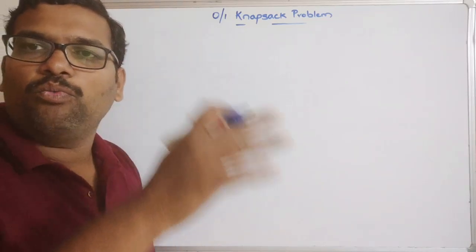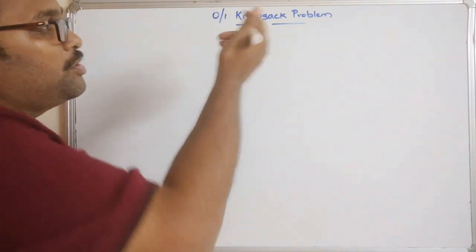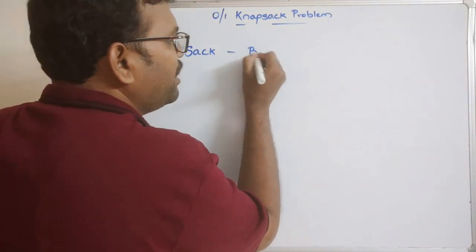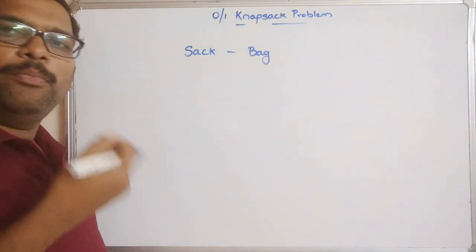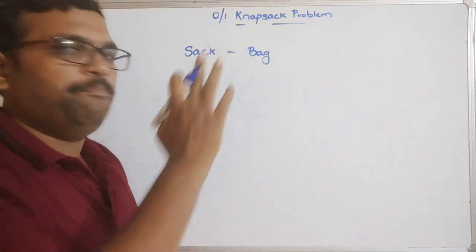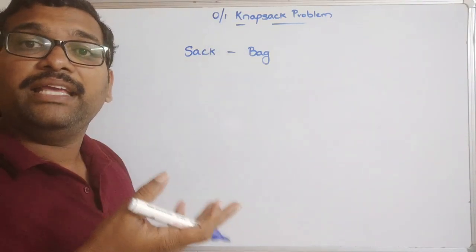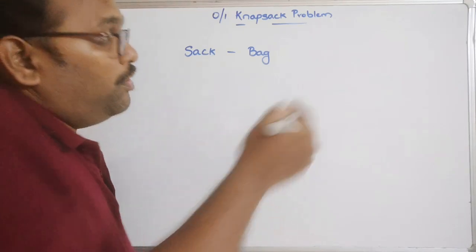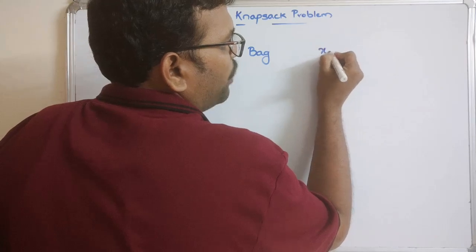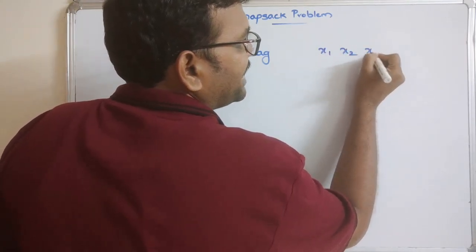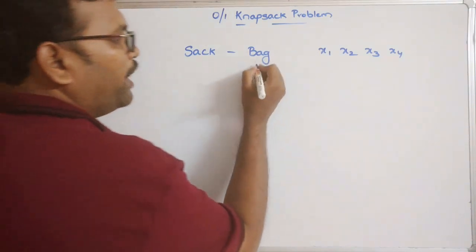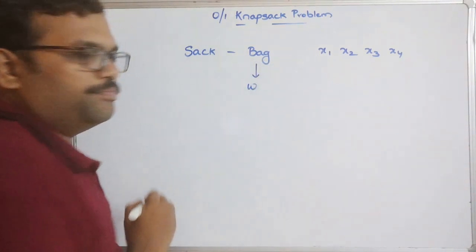meant by 0-1 knapsack. So we know that a sack means it's nothing but a bag. So here the problem is we are supposed to fill some objects into that bag with the highest profit. So let us consider 4 objects, right? Some x1, x2, x3 and x4. And the weight of the bag is W.